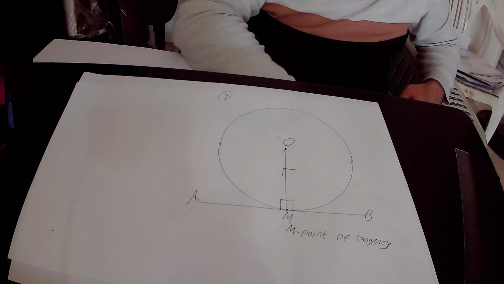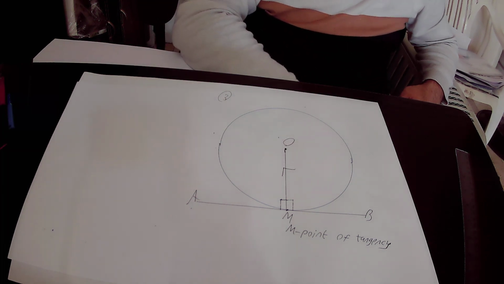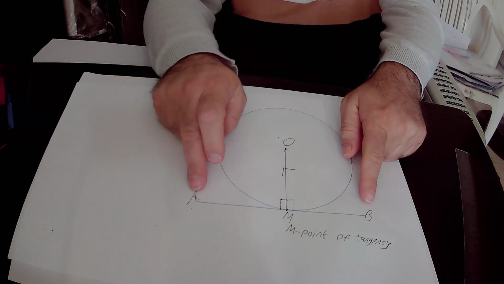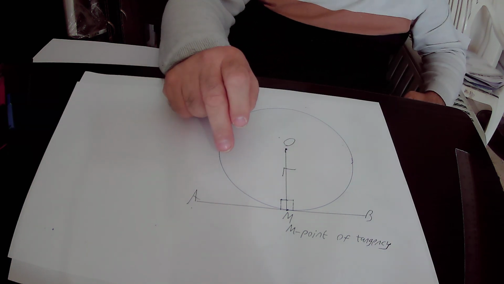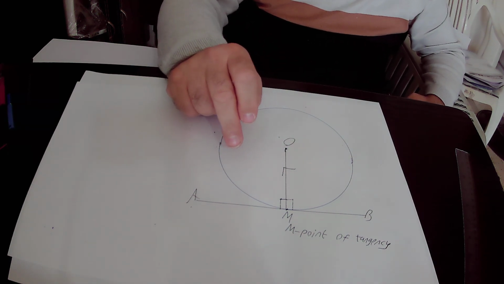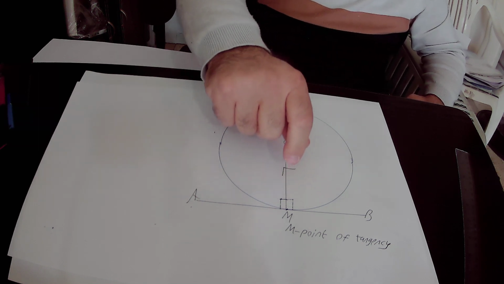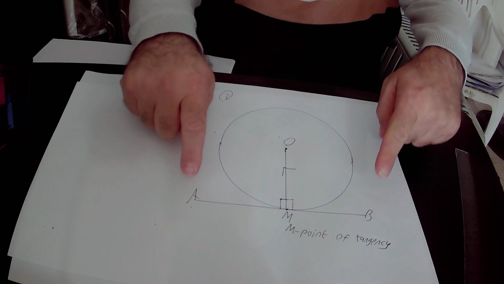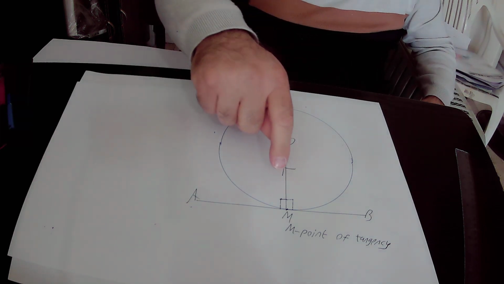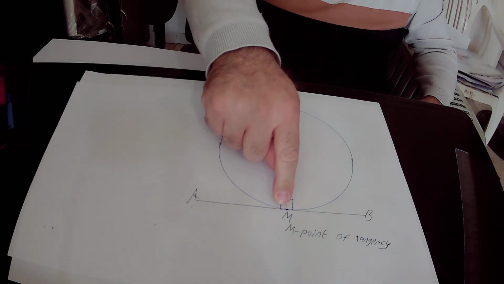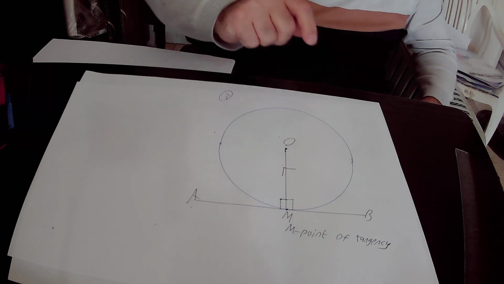I will repeat rule number 2 again. A tangent to a circle, that is to say tangent AB, is perpendicular to the radius drawn to its point of tangency. The radius OM is drawn to the point of tangency. Therefore, the tangent AB is perpendicular to this radius. That is to say, this angle equals 90 degrees, and this angle also equals 90 degrees.